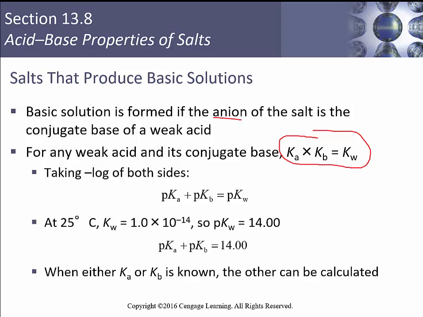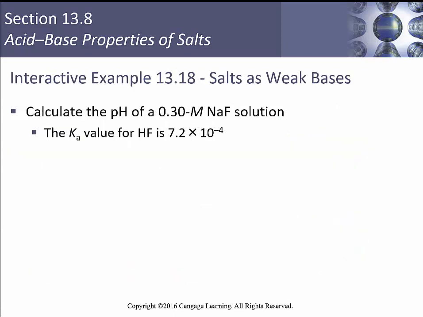So if you know either Ka or Kb, you can calculate the other. And that's the same thing we saw by doing Ka is going to be Kw over Kb, or Kb is Kw over Ka, right? They're just doing the log-based version of that math. So let's calculate the pH of a 0.3 molar sodium fluoride solution. The Ka value of hydrofluoric acid is 7.2 times 10 to the minus 4.